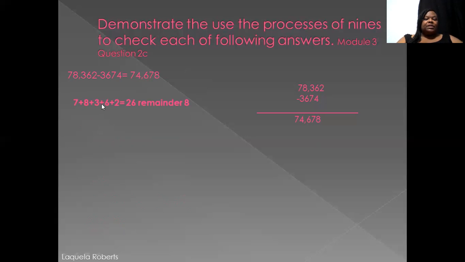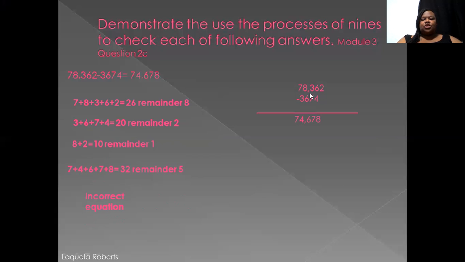7 plus 8 plus 3 plus 6 plus 2 equals 26, remainder of 8. 3 plus 6 plus 7 plus 4 equals 20, remainder of 2. 8 minus 2 equals 6, no, 8 plus 2 equals 10, with the remainder of 1. 7 plus 4 plus 6 plus 7 plus 8 equals 32, remainder of 5. So that equation is saying it's incorrect, okay?